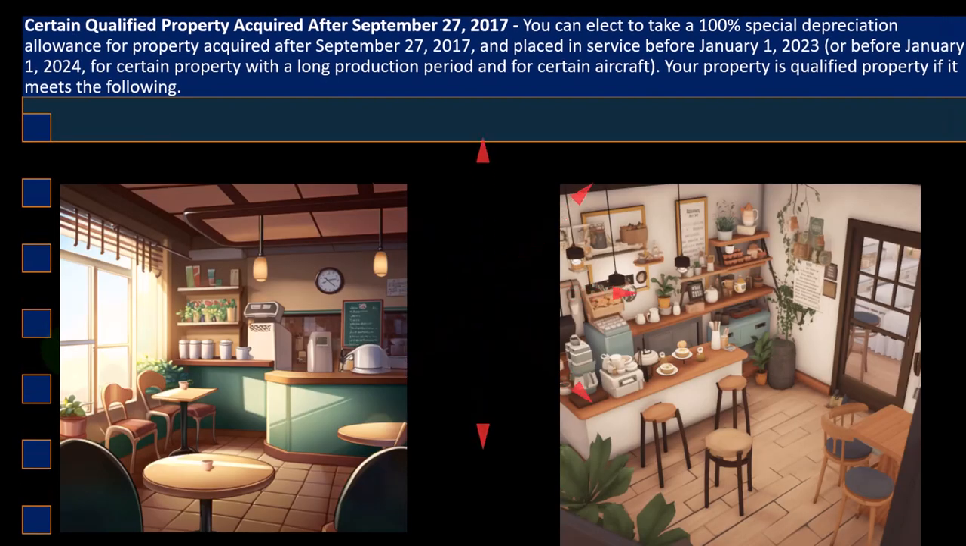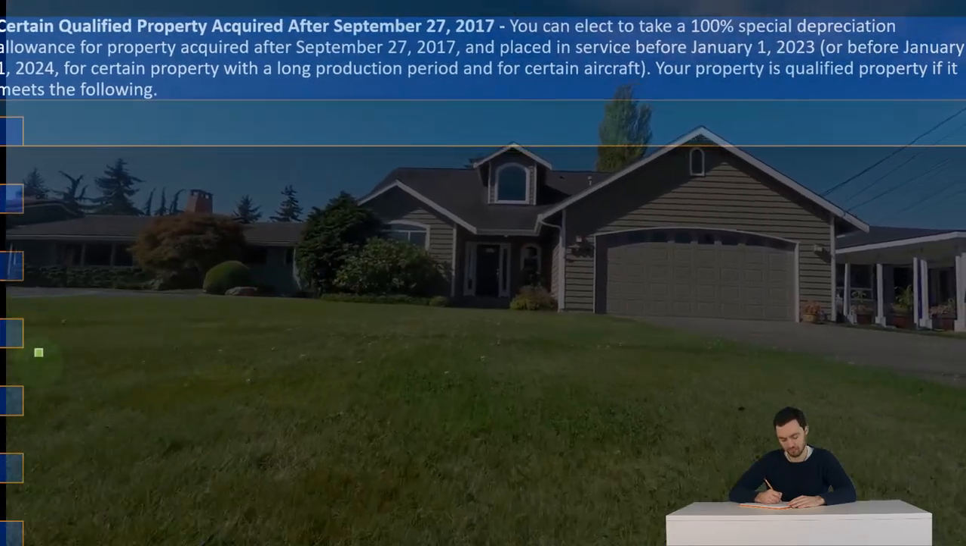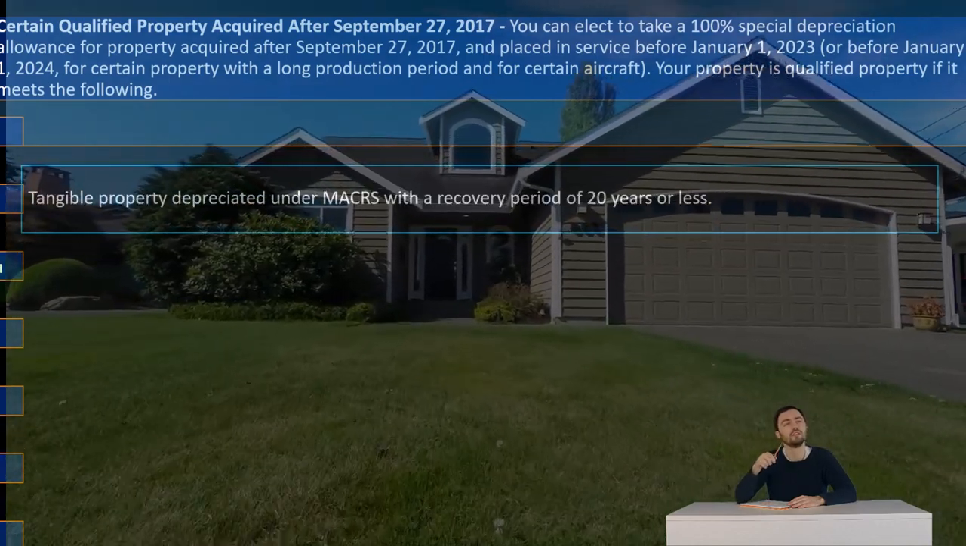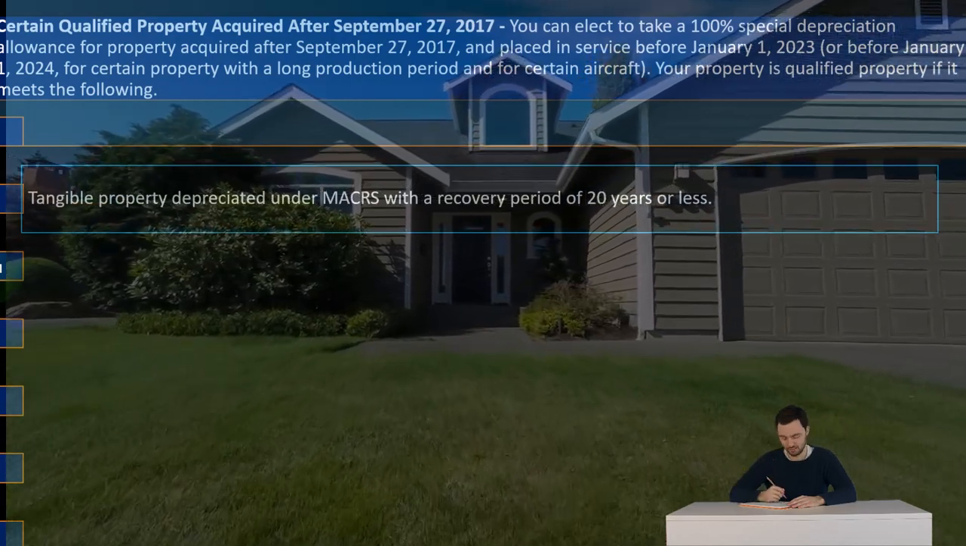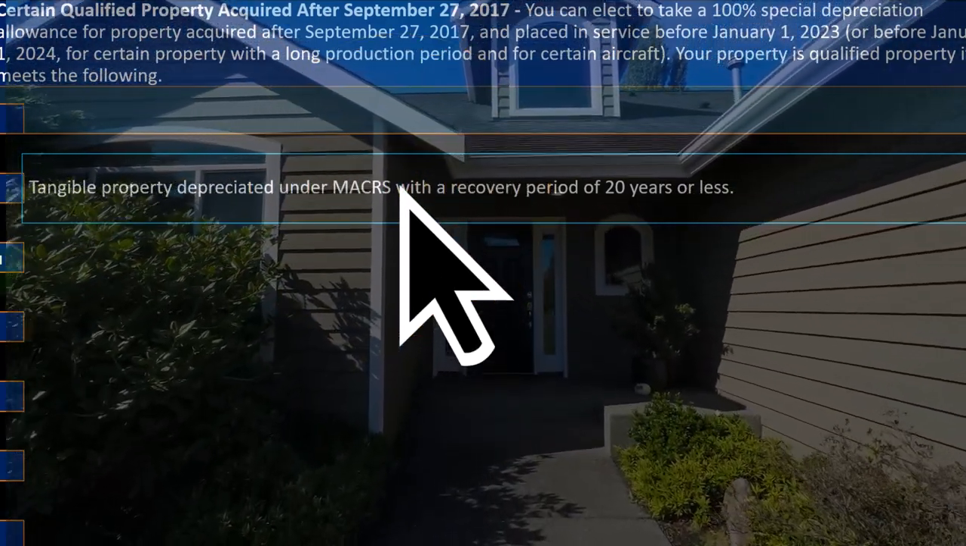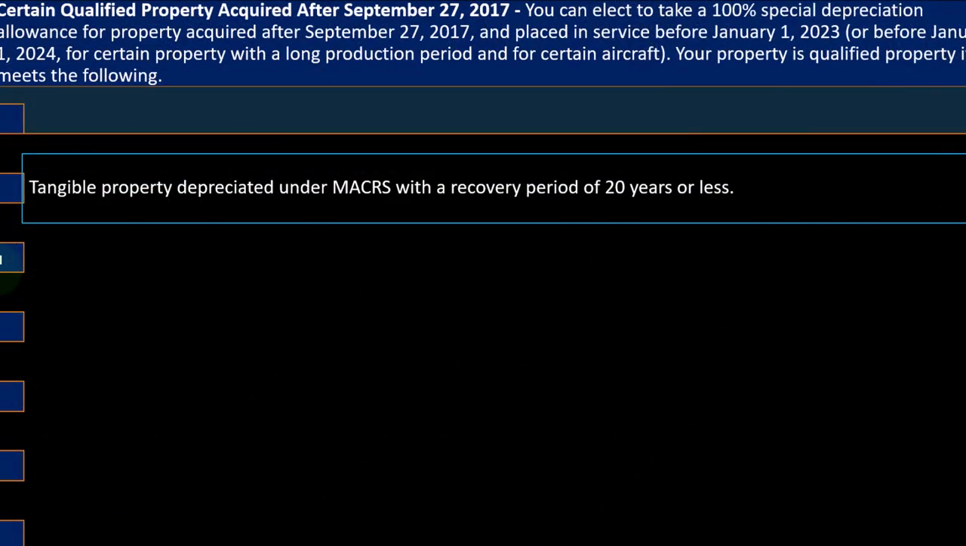Okay, certain qualified property acquired after September 27, 2017. You can elect to take a 100% special depreciation allowance for property acquired after September 27th, 2017 and placed in service before January 1st, 2023, or before January 1st, 2024 for certain property with a long production period and for certain aircraft. Your property is qualified property if it meets the following. Tangible property depreciated under MACRS, tangible meaning you can touch it, MACRS being the normal kind of depreciation rules, with a recovery period of 20 years or less. When you get over 20 years, you're often going to start getting into real estate property, which has those longer lives.